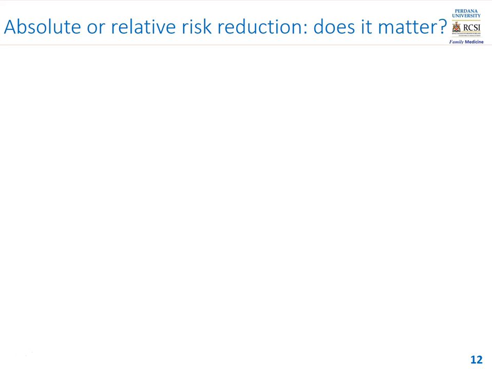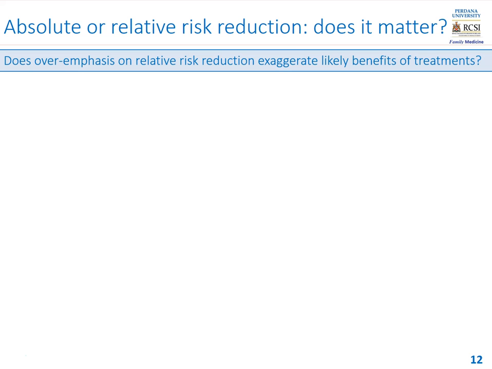It comes down to the difference between absolute and relative risk reduction and how information, the same information, can be presented differently. And the question is, does it matter? I think it does matter, and let me explain to you why. Let's look at an example where overemphasis on relative risk reduction may exaggerate likely benefits of treatments. There's also a suggestion that overemphasis on relative risk reduction could also minimize the harms that come from treatments.